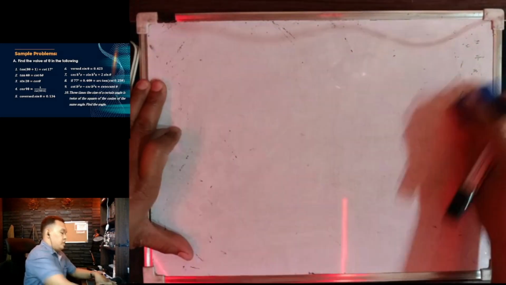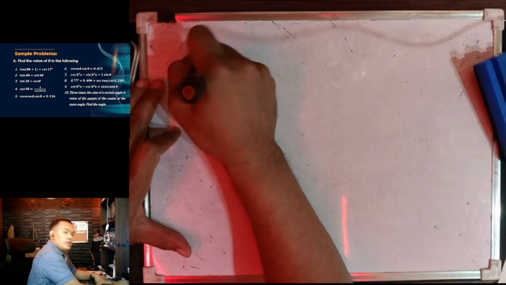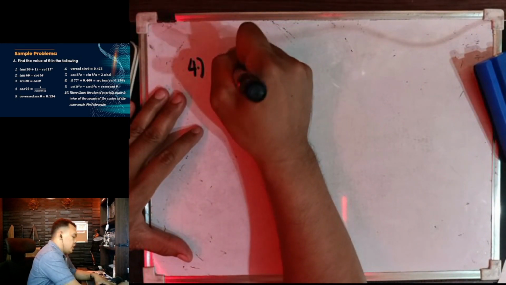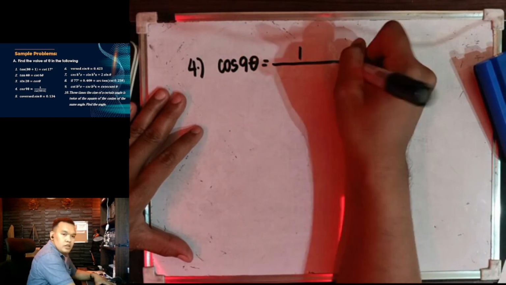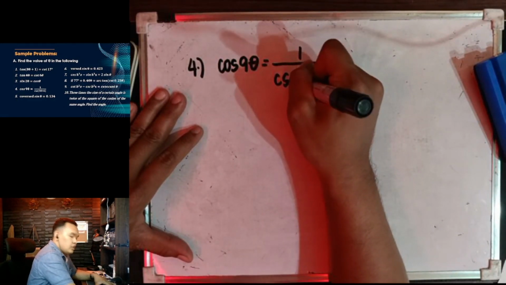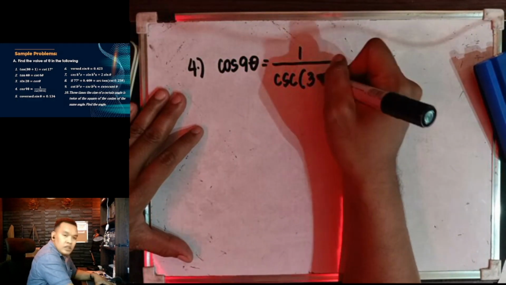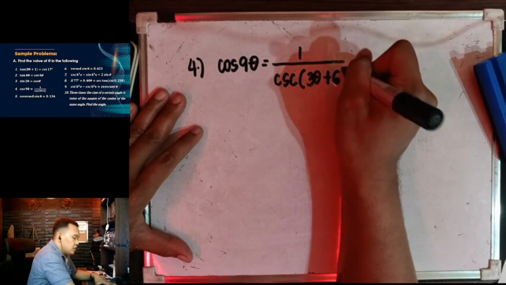Madali lang naman siya, no? Problem number 4, we have cosine 9 theta is equivalent to 1 over cosecant 3 theta plus 6.